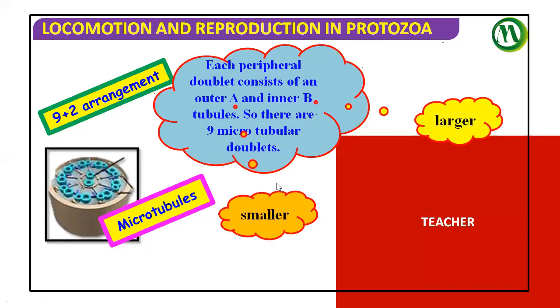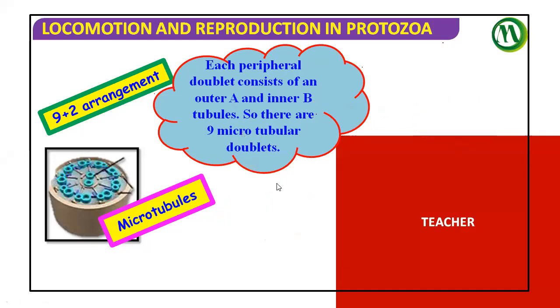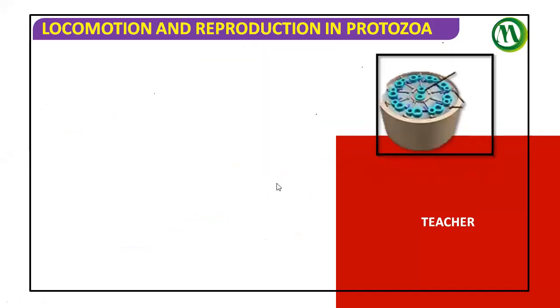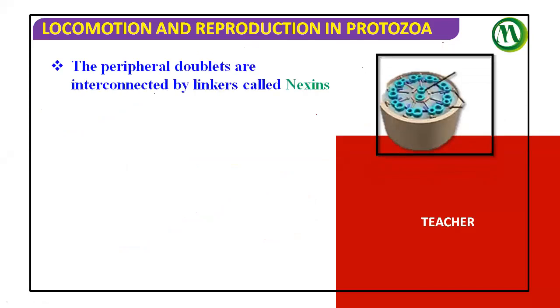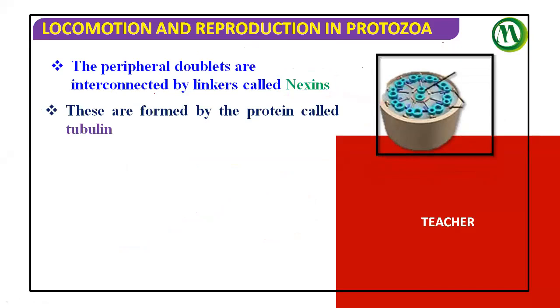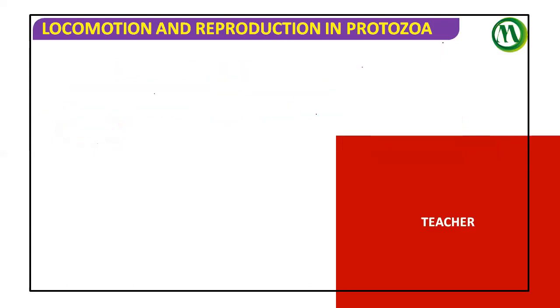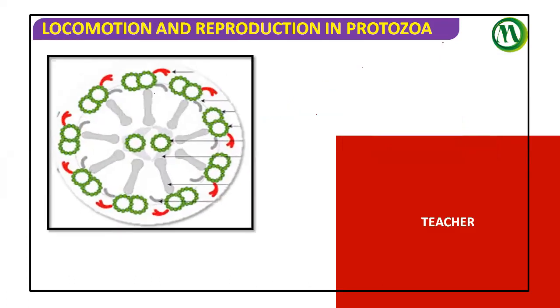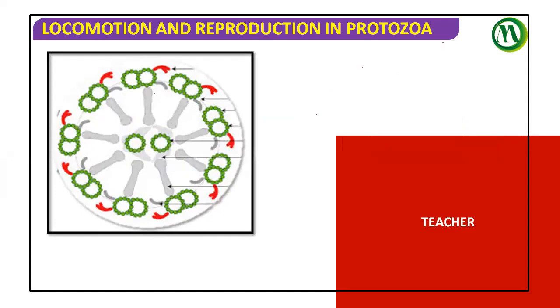So there are smaller and larger ones. Let me continue here. About the microtubule, the peripheral doublets are interconnected by linkers called nexins. There you can see the linkers called nexins. These are formed by the protein called tubulin. Now we have a full picture of this particular microtubular doublet.